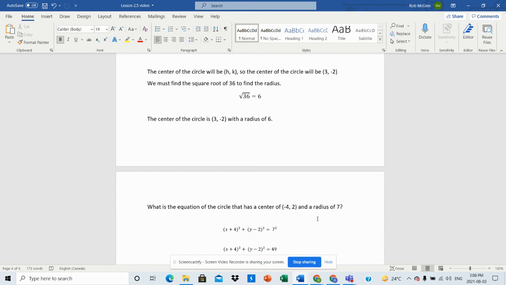Don't go any farther than that. Don't FOIL these, because in this form we can easily identify our center.